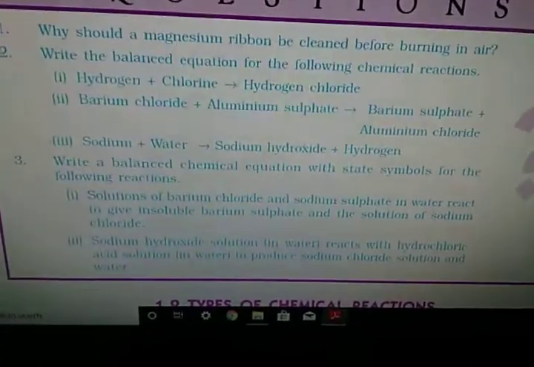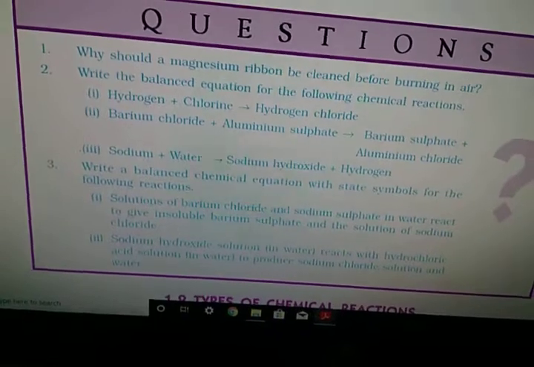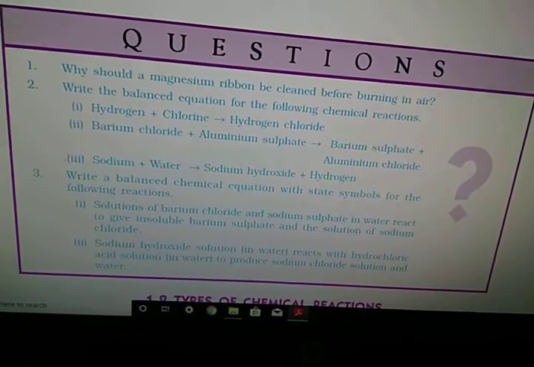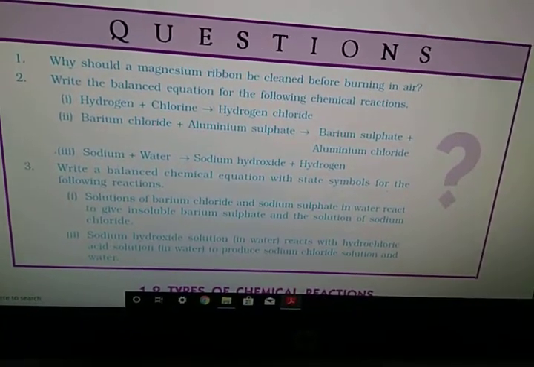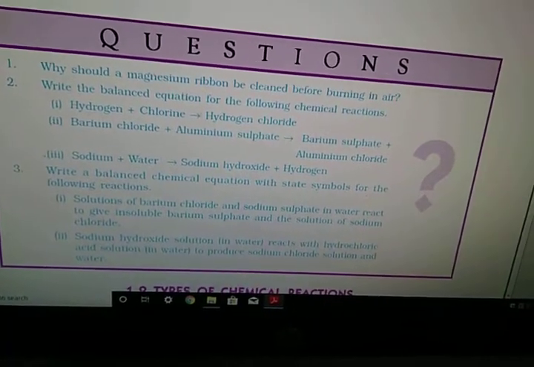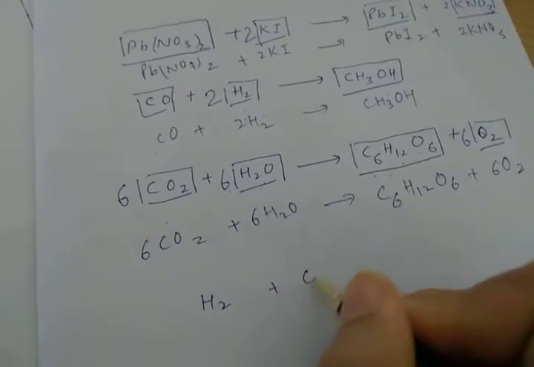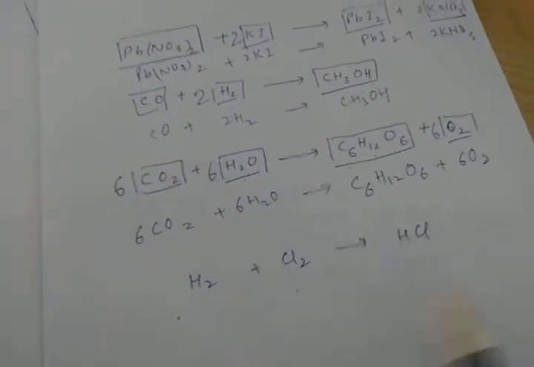Now, second one, write the balanced equation for the following chemical reactions. What equations are given to you? In first, hydrogen plus chlorine changes into hydrogen chloride. Now write the skeletal equation first. H2 plus Cl2 changes into HCl. Hydrogen plus chlorine changes into hydrogen chloride.